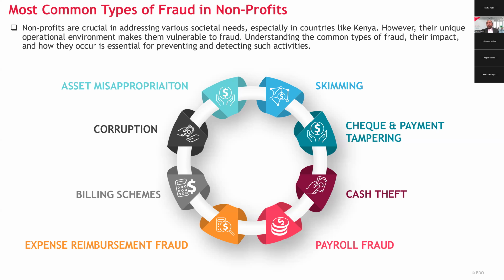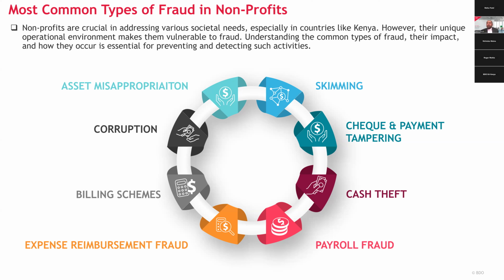And then finally, payroll fraud, which happens in about 12% of the cases. Why is it common? It's common in NGOs with large staff and inadequate payroll controls. So, the complexity of payroll systems and the lack of oversight can be exploited sometimes by employees. So, this is how it occurs.